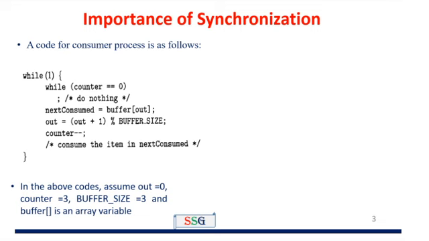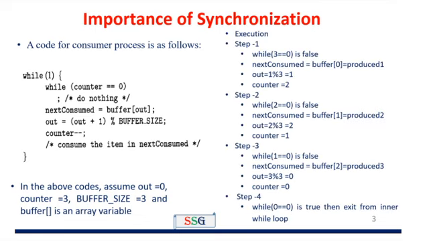The next one, if the condition is false, next consumed equal to buffer of out, then out equal to (out plus 1) modulus buffer size, counter minus minus. After consuming every item, the counter value is decremented by 1. Now we will explain the step by step process.